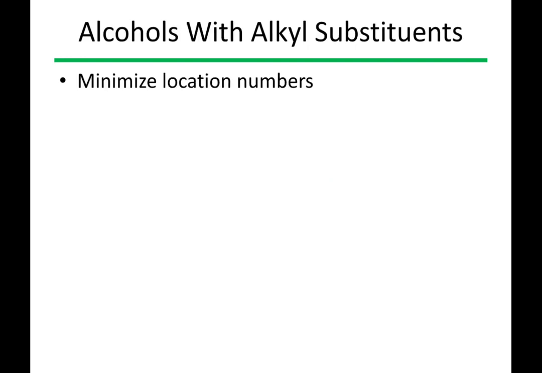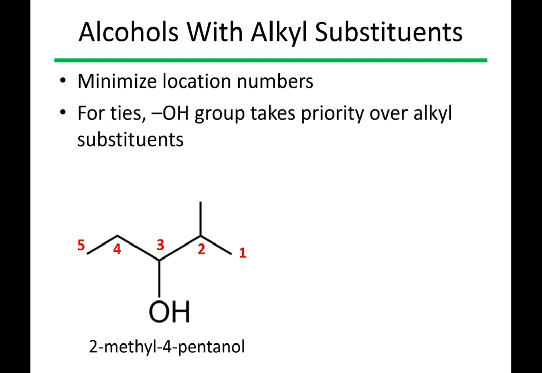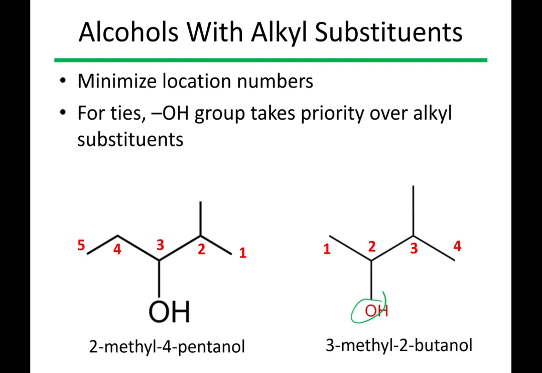If we have alkyl substituents, we are going to try and minimize location numbers. So in this case, that numbering system minimizes our positions. And so we end up with 2-methyl-4-pentanol. If we have a tie, then the OH group will take priority over the alkyl substituents. So in a case like this, we're going to prioritize the OH group. So with our 4 carbons in the chain, this would be 3-methyl-2-butanol.